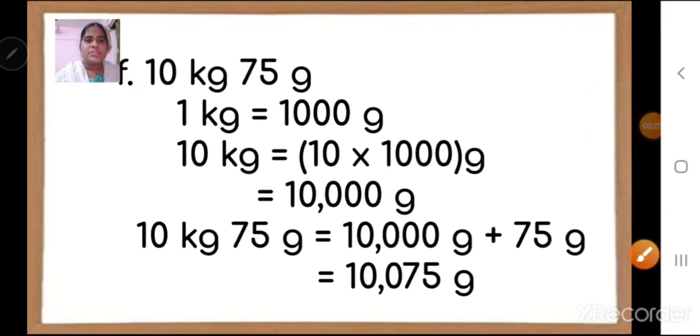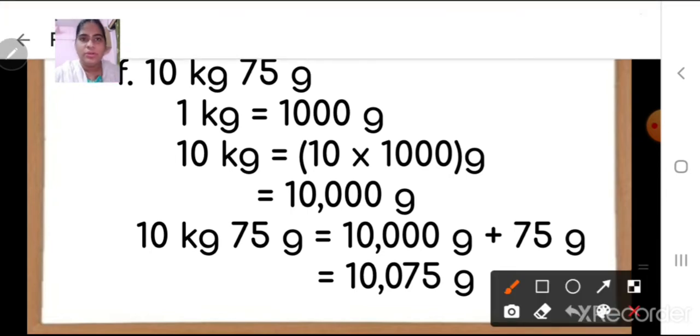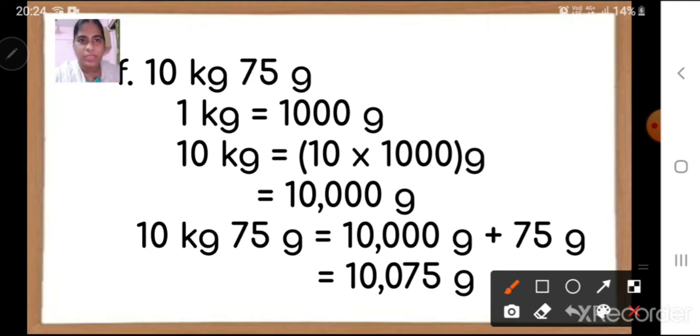Children, next one is F question. This I have already done for you. 10 kg and 75 grams. So children, first we have to convert kg into grams. 10 kg into grams. As we know, 1 kg is equal to 1000 grams. So 10 kg is equal to 10 into 1000 grams. Correct? 10 into 1000 is 10,000 grams.